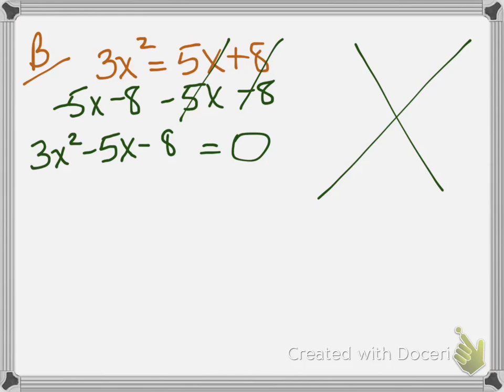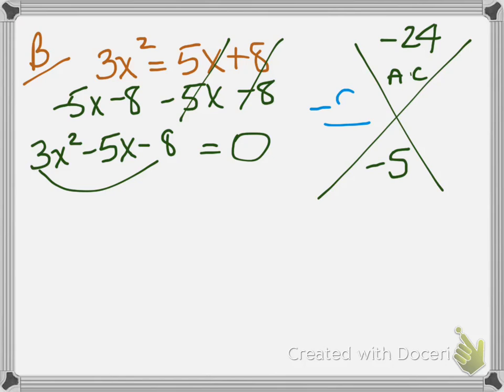So let's factor. Here's my a times c. So 3 times negative 8 is negative 24. And we have to add to negative 5. Well, isn't that convenient? So we see that negative 8x and positive 3x. Negative 8 times positive 3 is negative 24. And negative 8 plus 3 is negative 5.